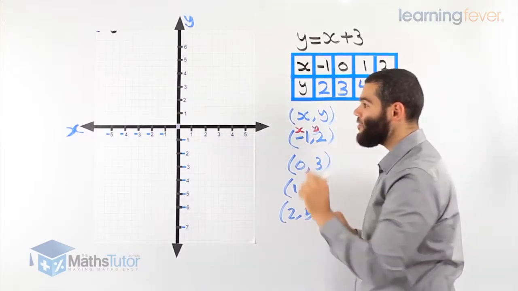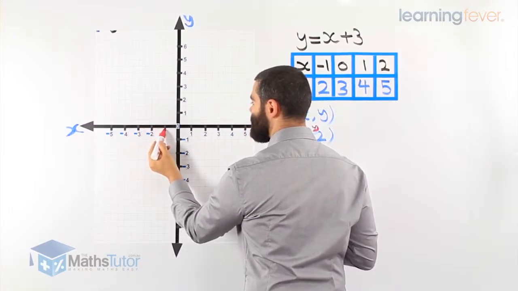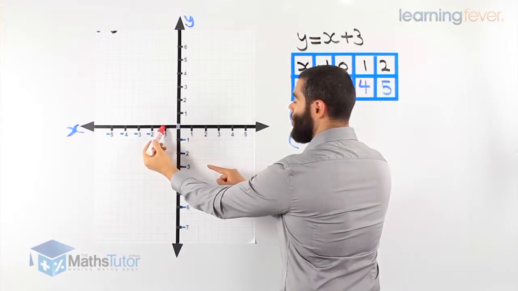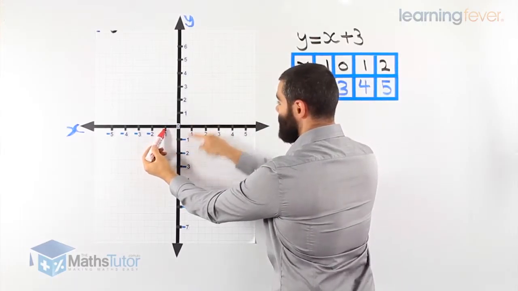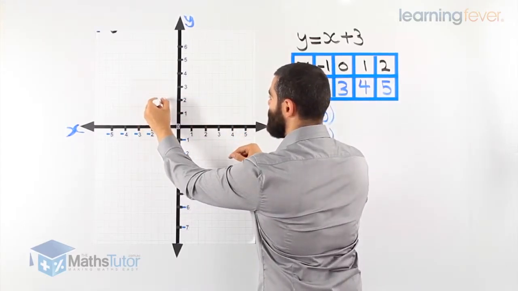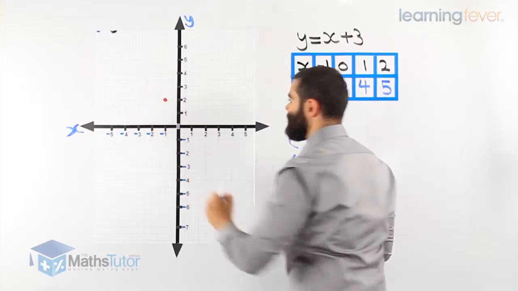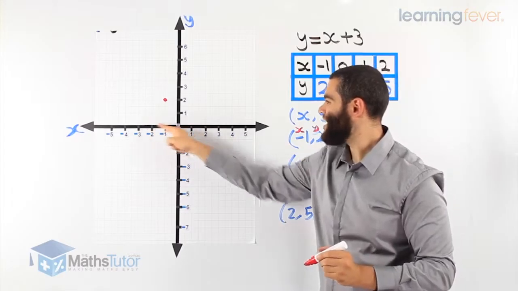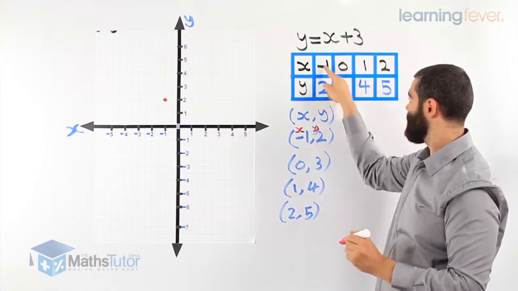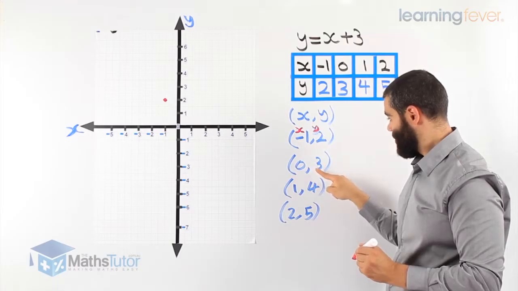-1, 2. -1 on our x-axis. Where is negative 1 on our x-axis? There it is. And 2 on our y-axis. So -1 on our x and 2 on our y. Where's 2? Right on top. We go up, -1 and 2, and we put our point there. -1 on the x, and then go up 2. -1, 2. Then 0, 3.